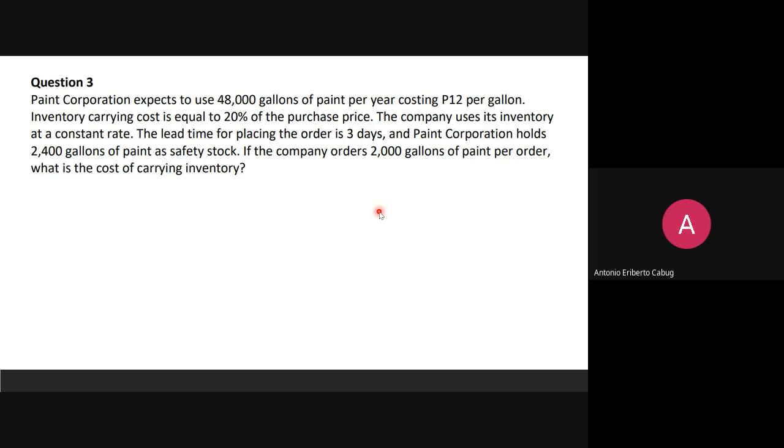Next. Paint Corporation expects to use 48,000 gallons of paint per year, costing 12 pesos per gallon. Inventory carrying cost is equal to 20% of the purchase price. The company uses its inventory at a constant rate. The lead time for placing the order is 3 days, and Paint Corporation holds 2,400 gallons of paint as safety stock. If the company orders 2,000 gallons of paint per order, what is the cost of carrying inventory? Go.